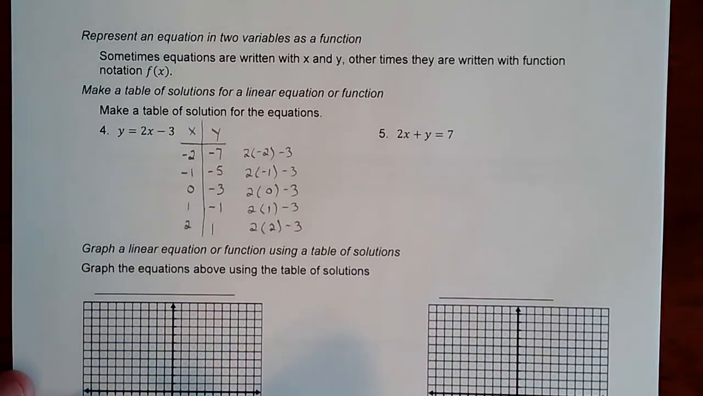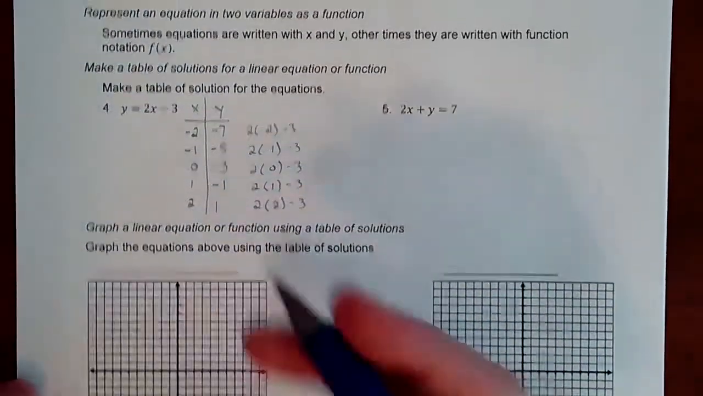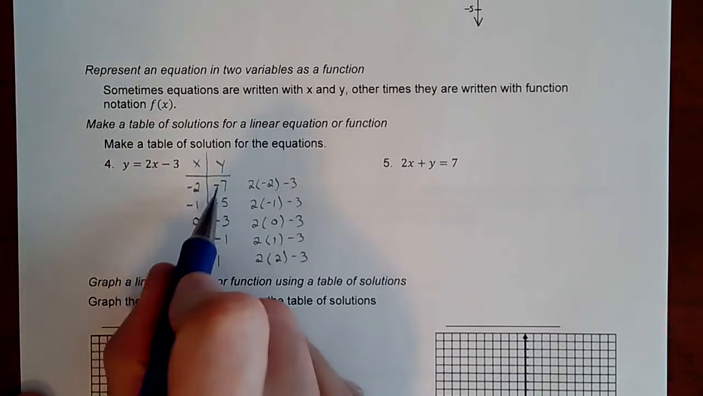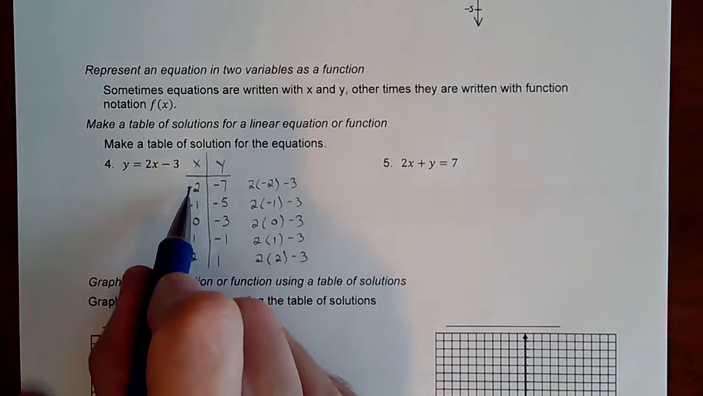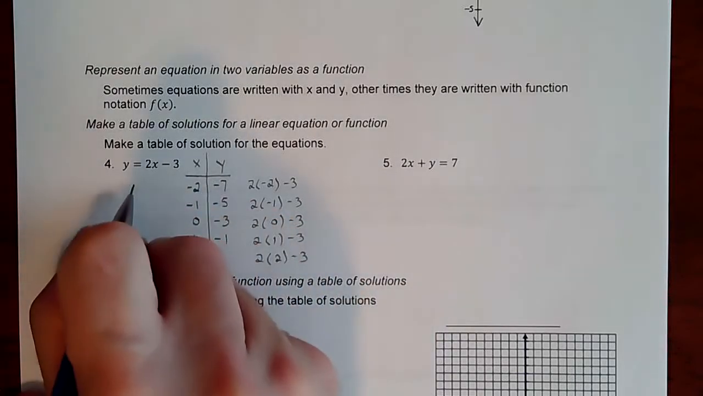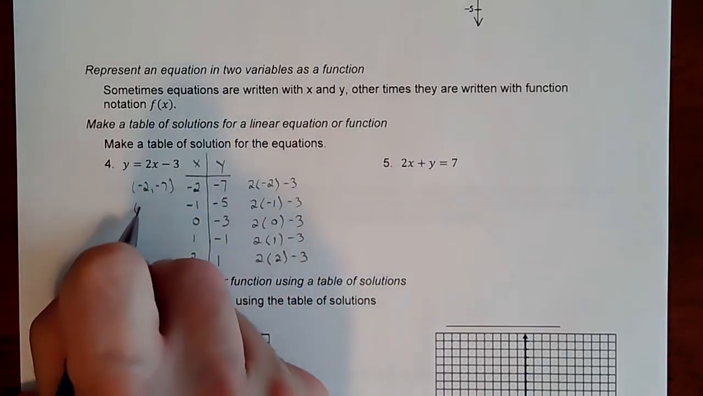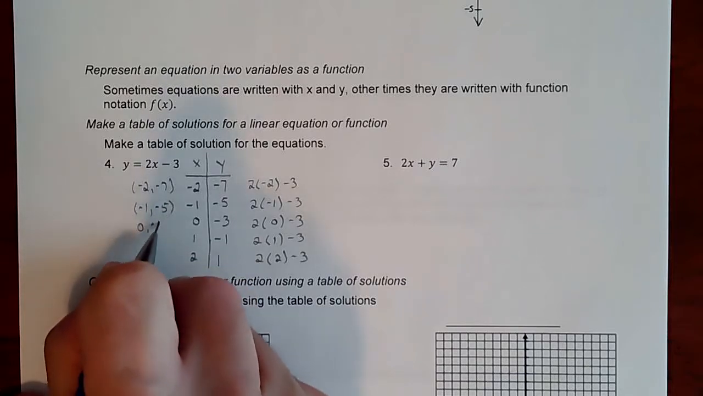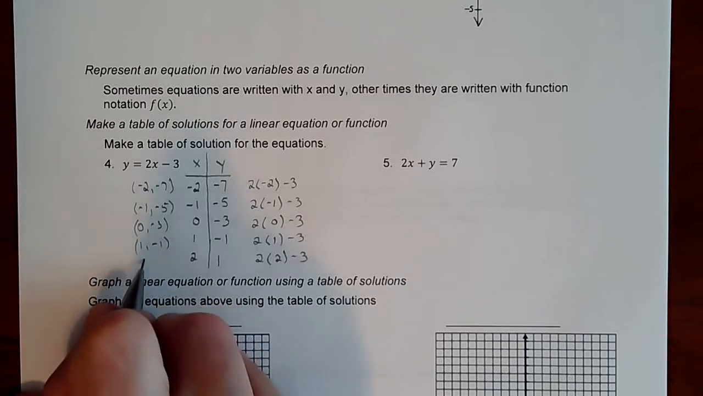Perfect. Okay, so we're going to plot some points here. These are solutions. That means there's a relationship, that a -2 goes with a -7. -2 doesn't go with any other number other than a -7. So you have this point of -2, -7. You have this point of -1, -5. You have a 0, -3. You have a 1, -1, and a 2, 1. So that's what I'm plotting.